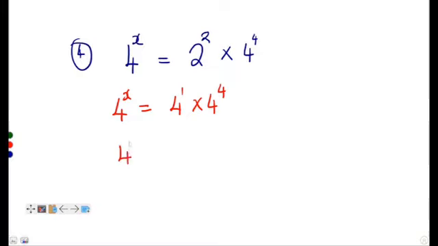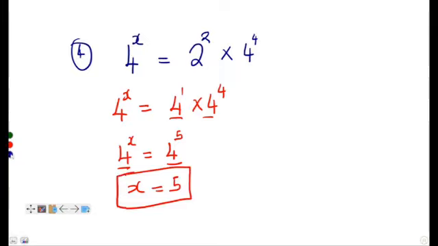So you can just say 4 power x equal to, we have same bases here for 4. We can add the powers. You remember that rule? So 1 plus 4, it's a 5. Then from here, the bases are all the same. So it means that even the powers are the same. So x is equal to what? 5. Okay? This is the first method.